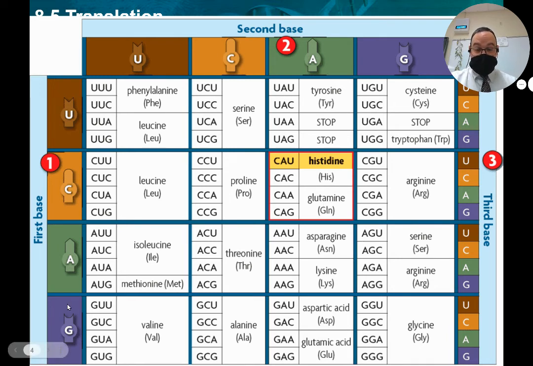So if I gave you GGG, right? You'd be like, okay, G, the second letter G, G is glycine because it's G first base, G second base, G third base, glycine. So you should be able to use this chart to figure something out, but not necessarily memorize the chart to figure something out. See the difference? And that's how you would use this chart to get through this information.